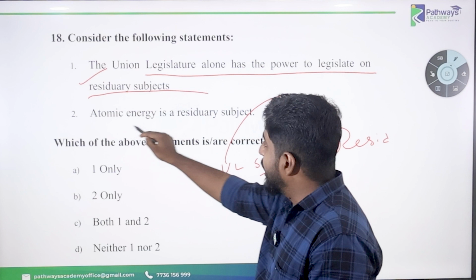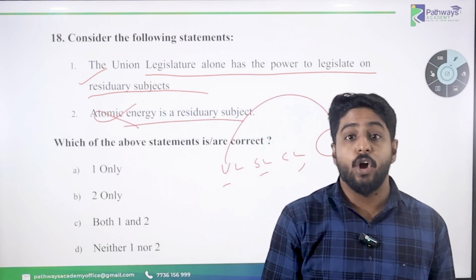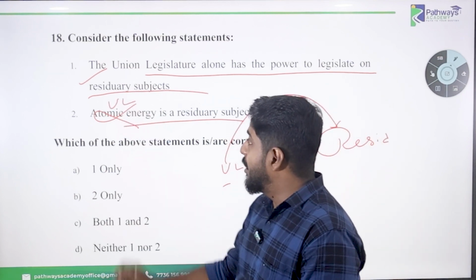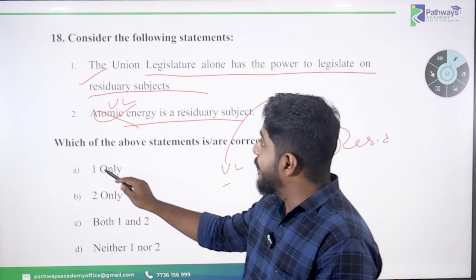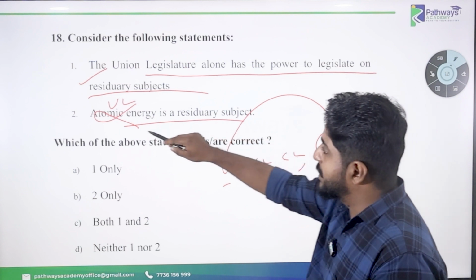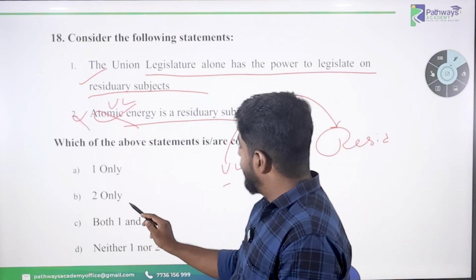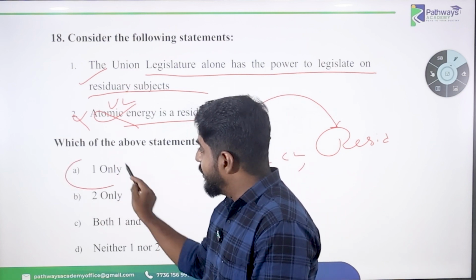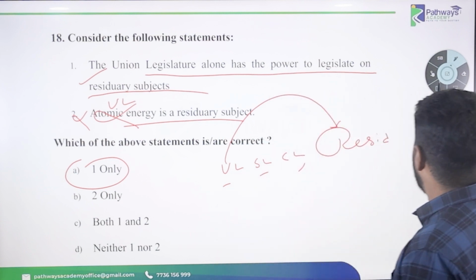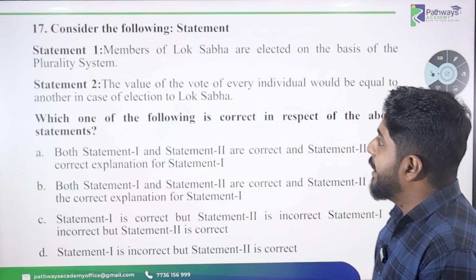Correct statement. Atomic energy is a residuary subject. No, sir. In fact, atomic energy is not a residuary subject. It is a union list subject. So which one is the right statement? The union legislature alone has the power to legislate on residuary subjects is the right statement. This is the wrong statement. So the answer for this question is option A, that is 1 only. Question number 18 has option A, that is 1 only. Next question, question number 19.